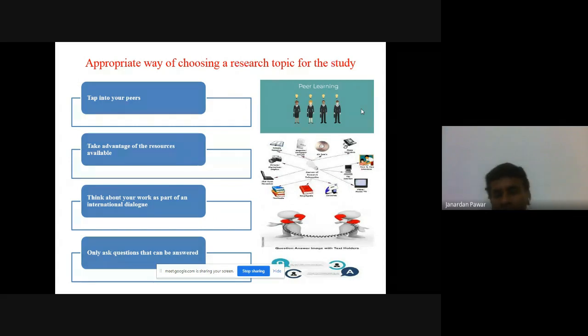Then think about your work as a part of an international dialogue. For example, somebody is doing a PhD or a job in a foreign country, and you can also have a dialogue with him or her. You may get some different points, because whatever things we observe in India will not be there in other countries. When you have dialogues with this kind of people, automatically you get some sort of contribution or input for your idea. So try to make dialogue. Whatever thoughts are in your mind, try to interact with others about them. Automatically you'll get a number of things from others. So this is a way.